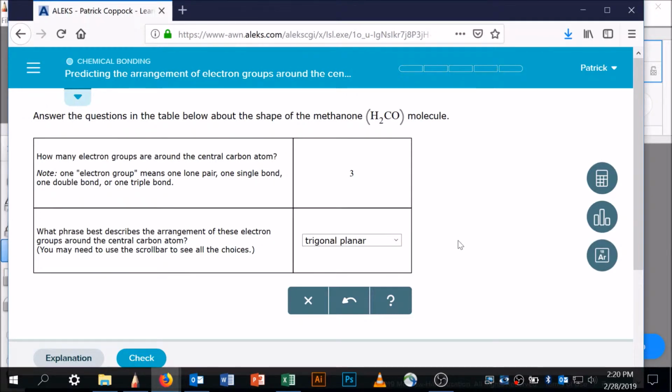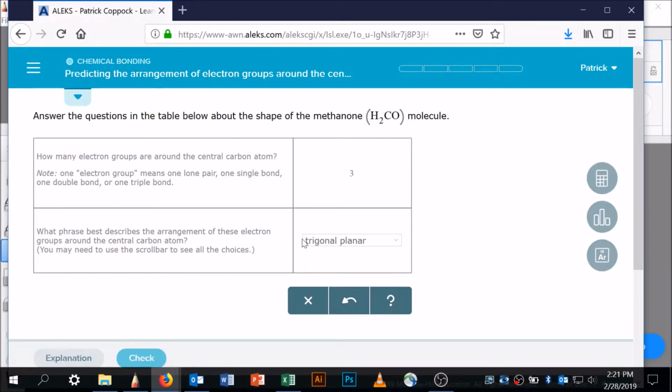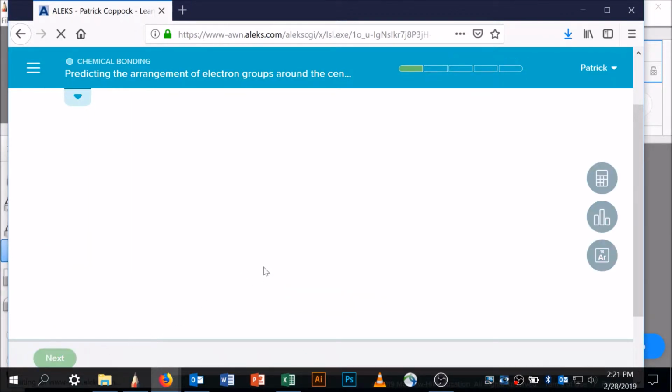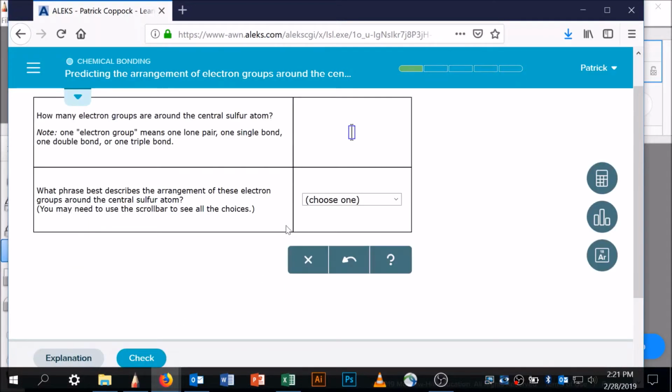That might be in the sheet that you get to use for the final exam. So go look at that. It might be in there, and it'll be fun to use that table. But if it's not, yeah, you need to know it, okay? So 3, and it's trigonal planar. So let's check this. We're going to get credit for that because I'm really good at this. All right, this is one of my favorite topics. All right, let's do another one.